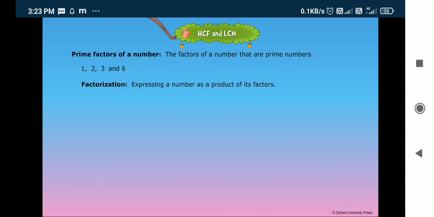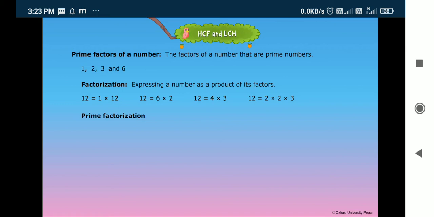Factorization. Factorization means expressing a number as a product of its factors. For example, 12 can be expressed as the product of its factors in the following ways. 12 equals 1 into 12, 12 equals 6 into 2, 12 equals 4 into 3, 12 equals 2 into 2 into 3.